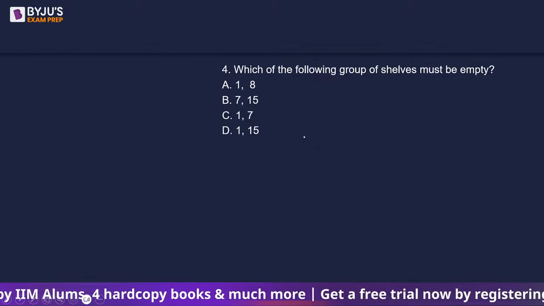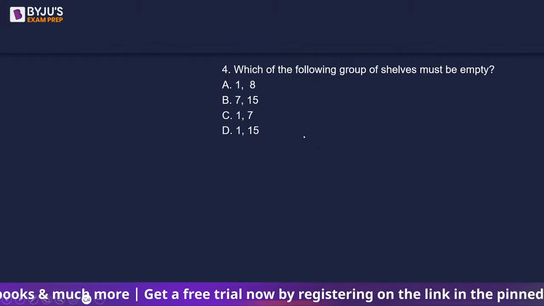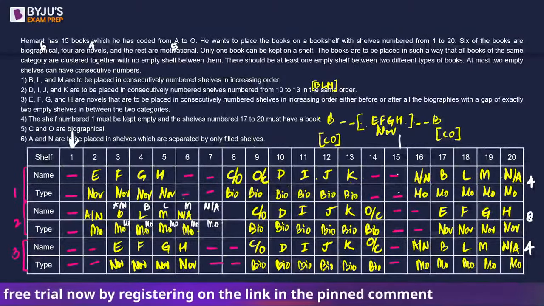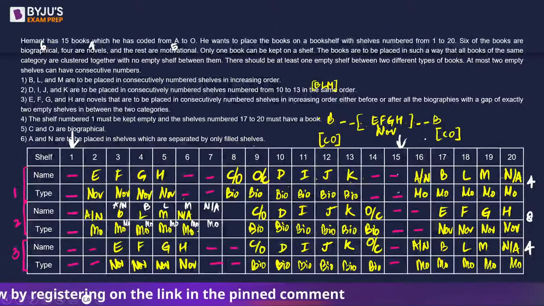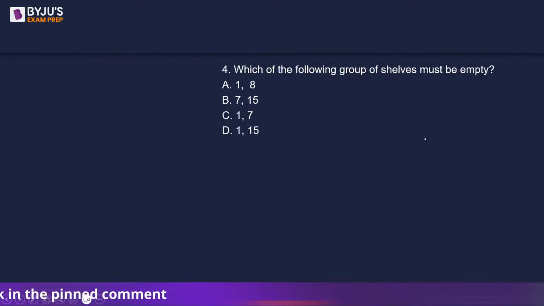Which of the following groups of shelves must be empty? 1 and 8, 7, 15, 1, 7, 1, 15. Okay, let's see. 1 is always empty and 15 is always empty. What about the other shelves? They may or may not be empty. So 1 and 15 must be empty. D.